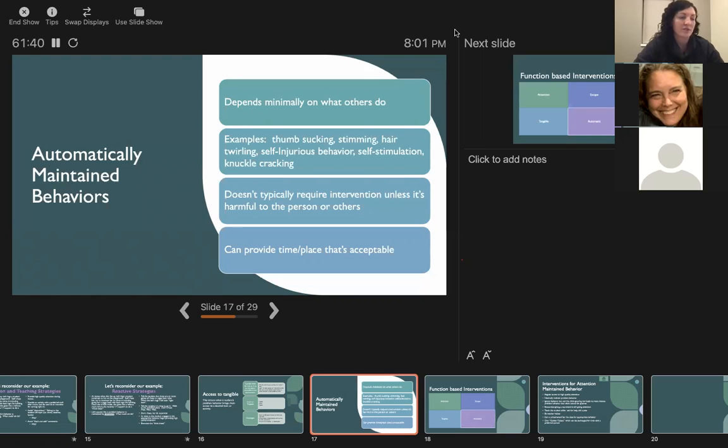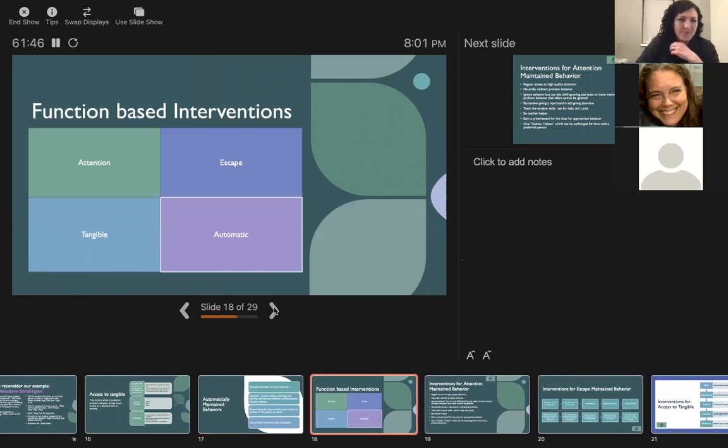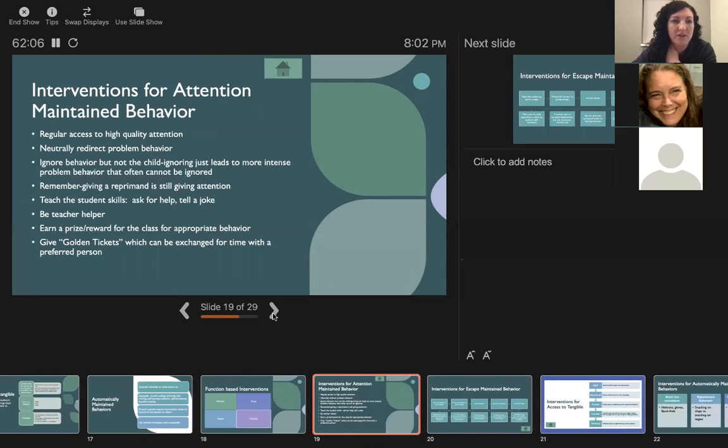So for those of you who are dealing with automatically maintained behaviors, this slide has function-based interventions. I don't know if you guys are going to get access to these slides. We could do that, but if you click on each one, it takes you to a page for function-based interventions for that slide, for that area.